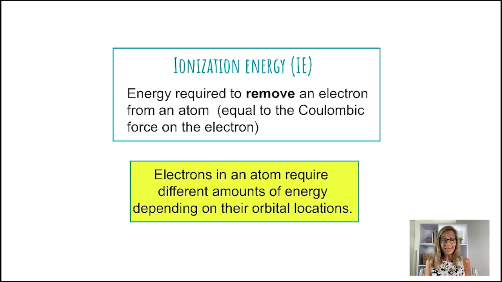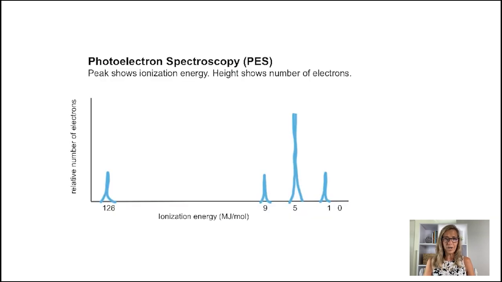Now, what is the attractive force that holds it? It's those Coulombic forces that we talked about. Positive nucleus, negative electron. And remember, the farther they get from the nucleus, the less energy it takes. So it depends on their location. So let's look at what we call photoelectron spectroscopy, or you may see it as PES in your textbook.